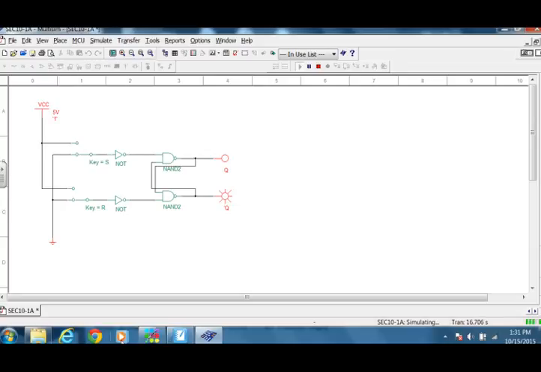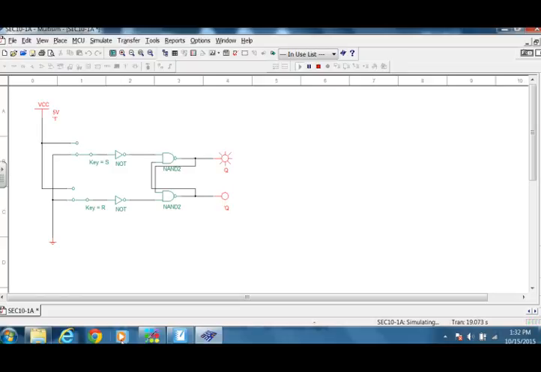So it actually did. Can you go back and make it set? S on, R off, and now do the whole thing and see if it holds there. Yeah, it's holding there too. Okay. Holding there.